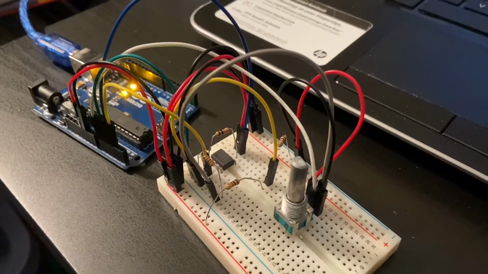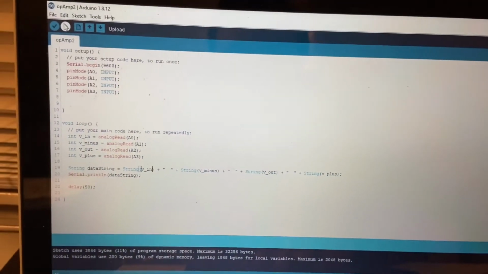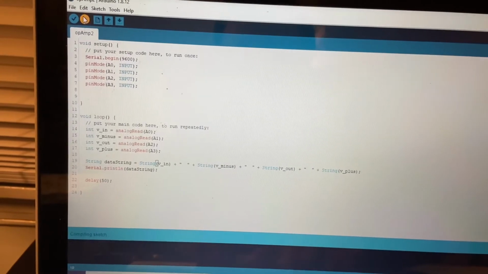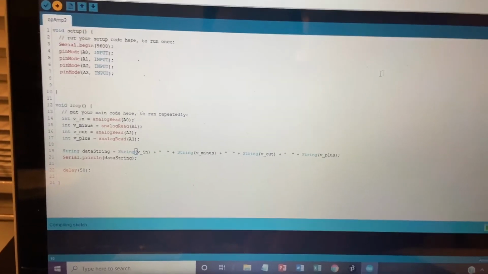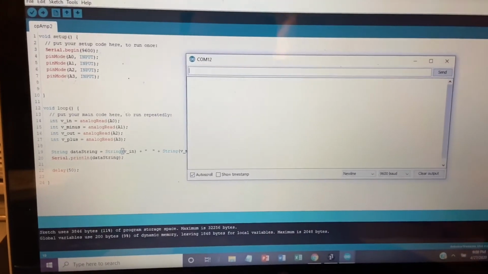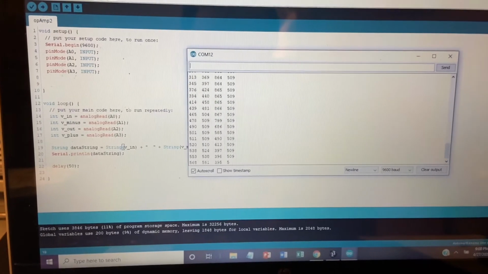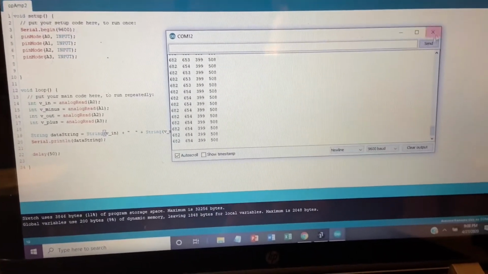Here is the inverting amplifier circuit. Let's look at the Arduino code. The main difference here is that there's another pin as an input. We'll go ahead and upload and check the serial monitor real quick just to see that it's working. And you can see we can vary the values with the potentiometer.